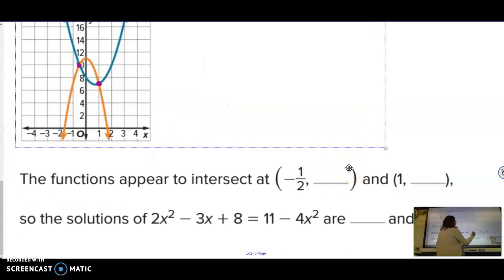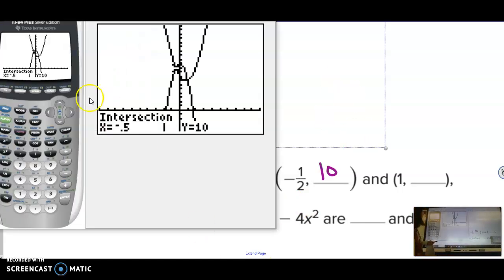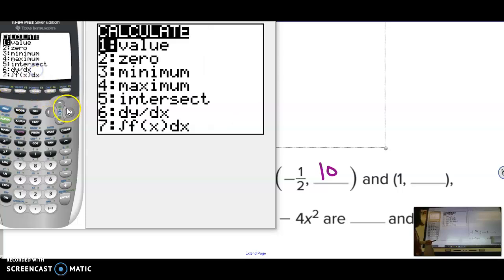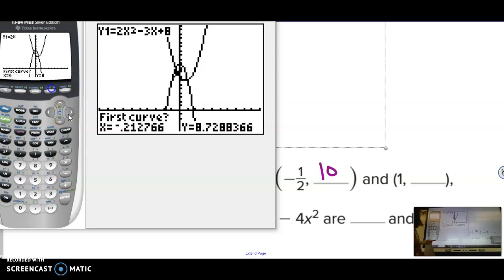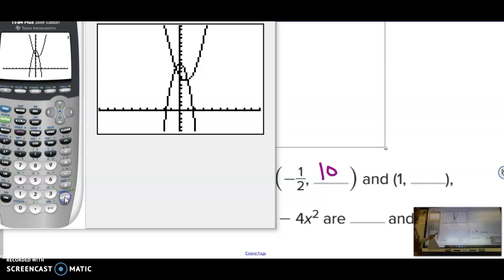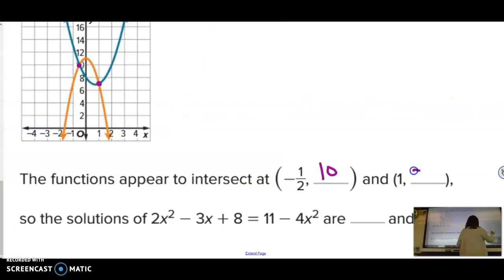So one intersection is -1/2, 10. And then I repeat the process for the other one. So I go second calculate, number 5, go close to that intersection point and hit enter for first curve, just hit enter again for second, enter again for guess. It's really simple. And the other answer is 1, 7.